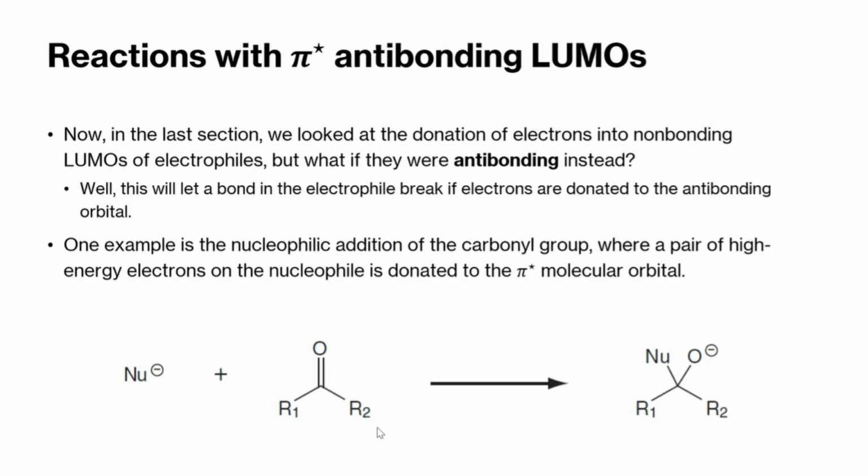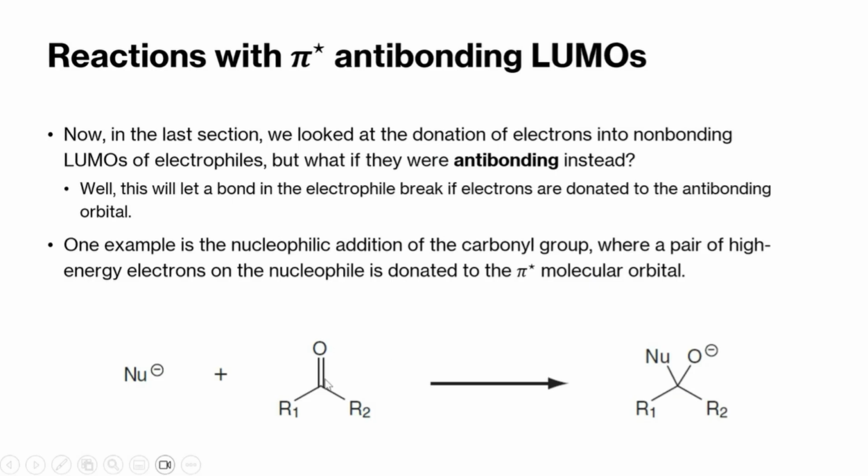Our next reaction: in the past reactions, we talked about the donation of electrons into non-bonding LUMOs, but what if they were anti-bonding instead? This will mean that if we donate electrons into an anti-bonding LUMO, then that bond in the electrophile will break. One example, which is covered in Clayton at the start, is known as the nucleophilic addition of the carbonyl group, where a pair of high energy electrons is donated to the pi anti-bonding molecular orbital.